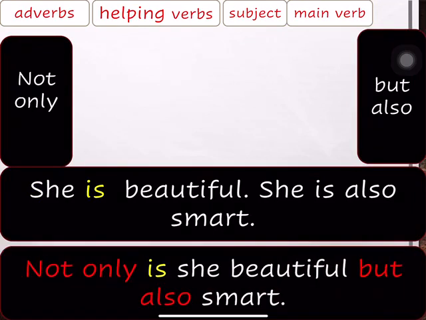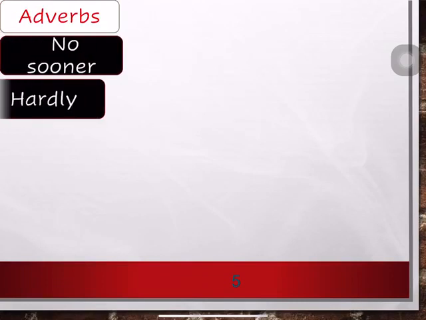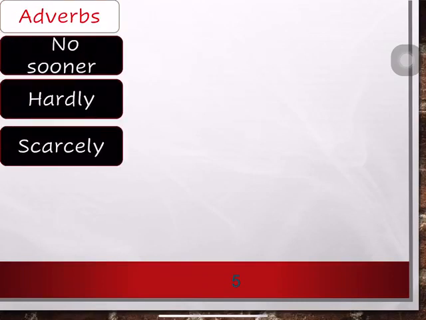Not only is she beautiful. So what happens here is that we changed the structure of the sentence. Not only is followed by a helping verb, and then we have the subject and then the completion of the sentence, the first sentence, and then we have but also before the second sentence. Another type of inversion, which is with no sooner, hardly, and scarcely.